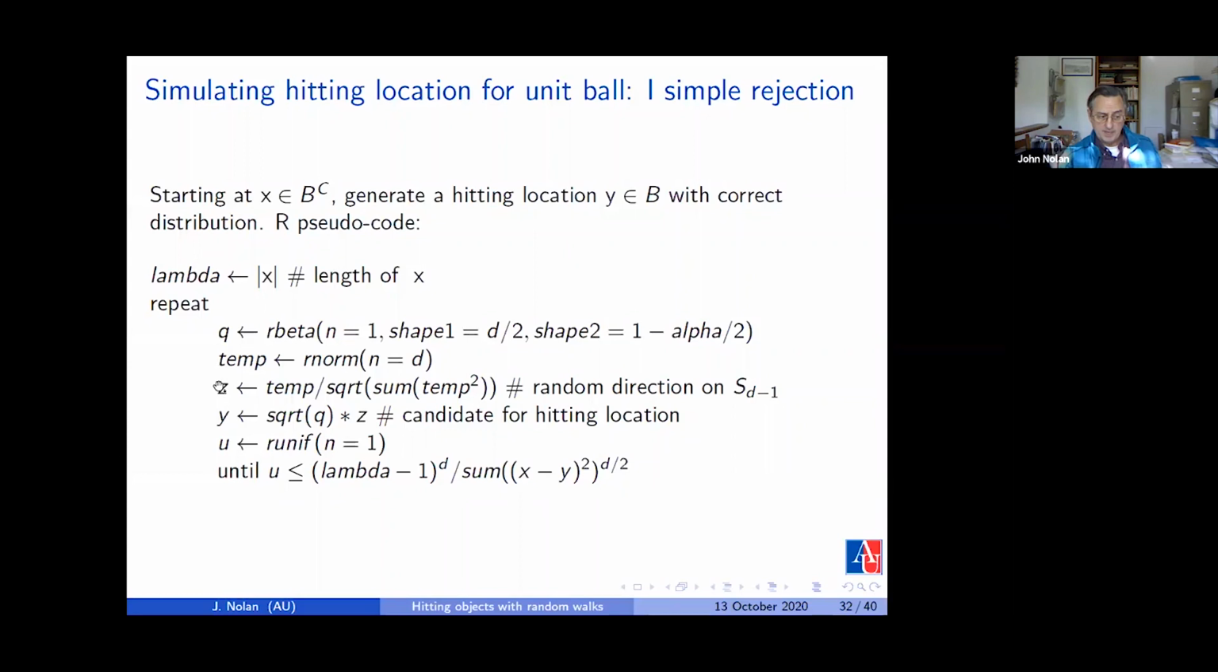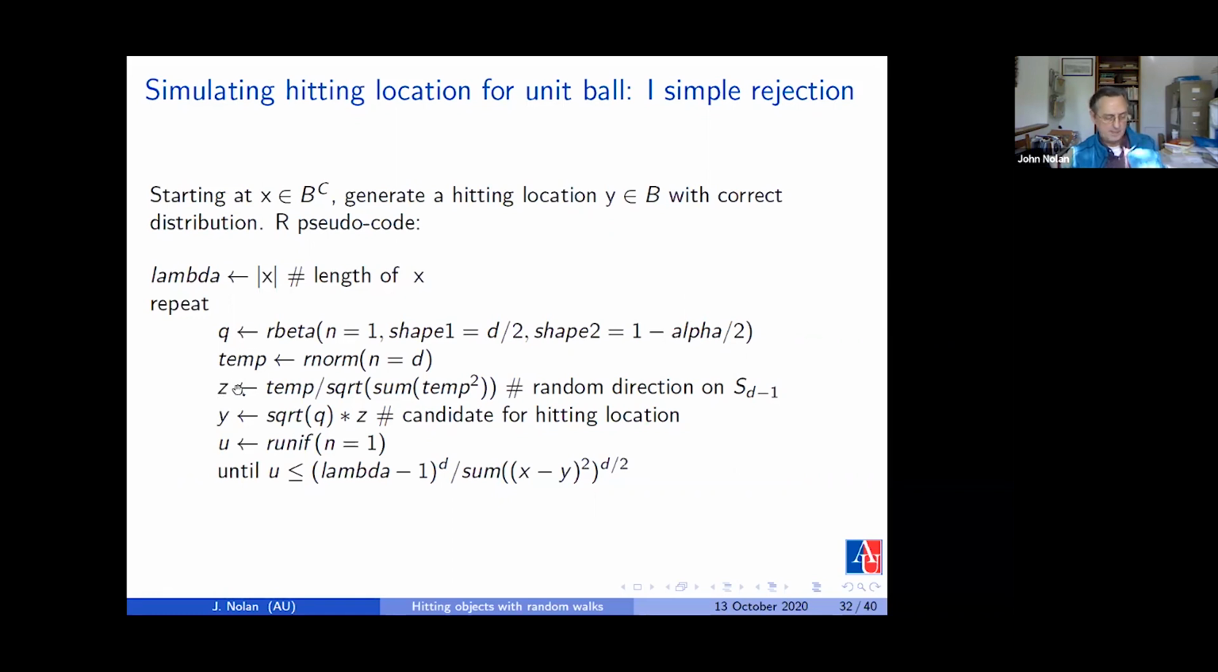Then the next 2 lines generate a random direction on the sphere in dimension d-1. There's a common way of doing this: you generate d independent univariate normal random variables, and then you take that vector and divide it by its length. That automatically gives you a point on the surface of the unit sphere, and because of the independence of the random variables, it turns out to be uniform on the sphere. This works in any dimension. Okay, so now I have Q and Z.